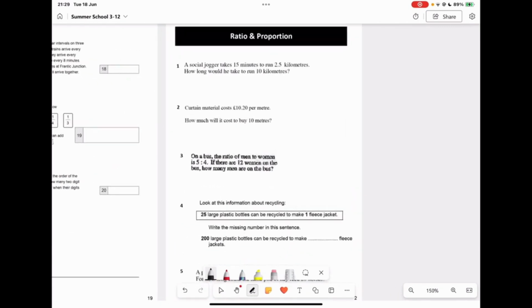Okay, so it takes a social jogger 15 minutes to run 2.5 kilometers. So how long will it take to run 10 kilometers? So we can write down the information that we know: 15 minutes with 2.5 kilometers. So then 10 kilometers will just be the same scale. Given that 2.5 times by 4 is equal to 10, we can just do 15 times by 4 to find our answer, which is 60 minutes. And that's equivalent to 1 hour.